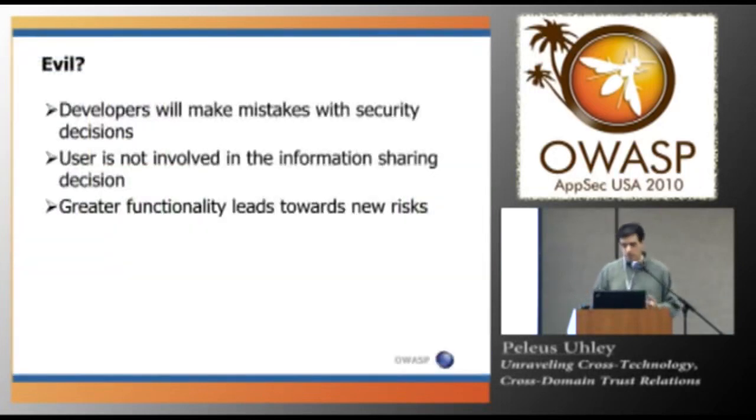Whenever I talk to people about cross-domain permissions, people ask me, are they evil, are they not? Some people believe that data should never leave the origin upon which it's hosted, either because developers will make mistakes as soon as you give them choices, or because the end user isn't involved in the sharing of information between these two domains. It's actually done all at the code level, so the user doesn't know that information is being shared.